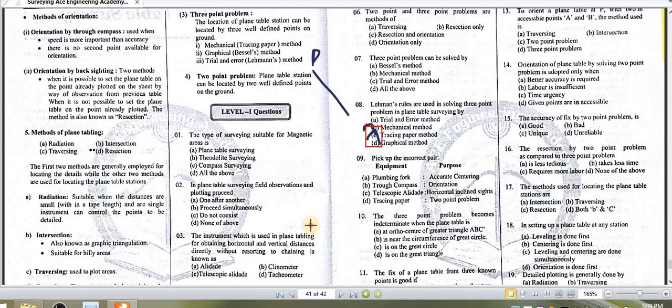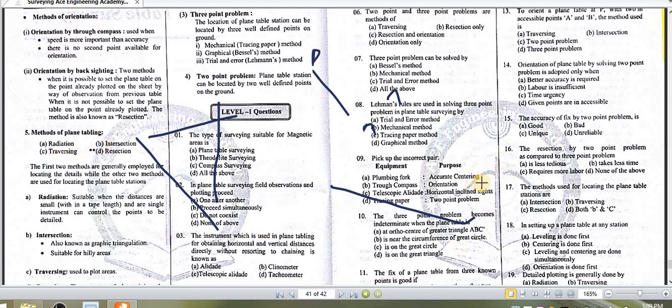The intersection method is this: suppose you have drawn this line and you want to establish a new point. You mark a line from this point, and suppose you mark another line from the other point. Where these two lines intersect gives you the intersection point, and that is your new point which has been established. So this is the intersection method.